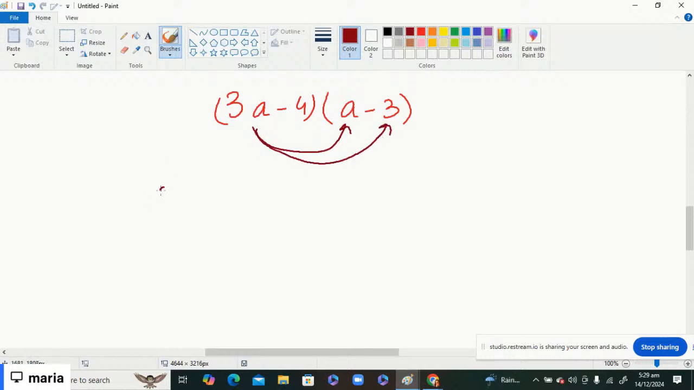3A times A is 3 as it is. This power is 1, this power is 1. That becomes A square. 3A with the 3, minus sign as it is. 3 times 3 is 9 and A is as it is.